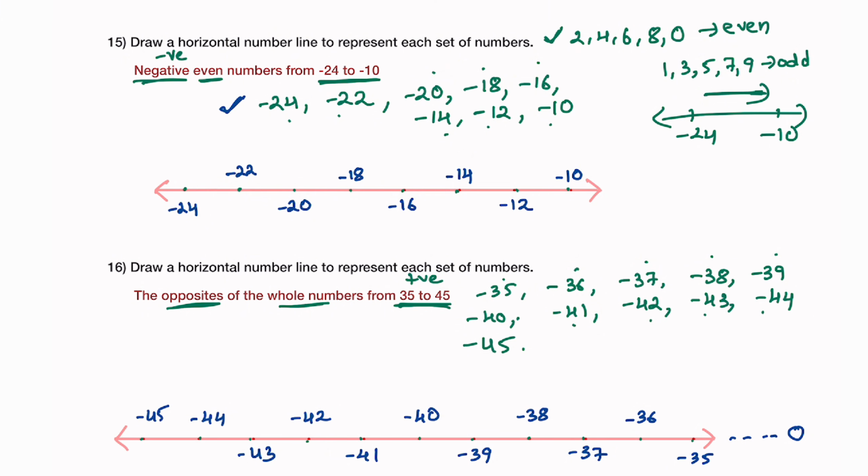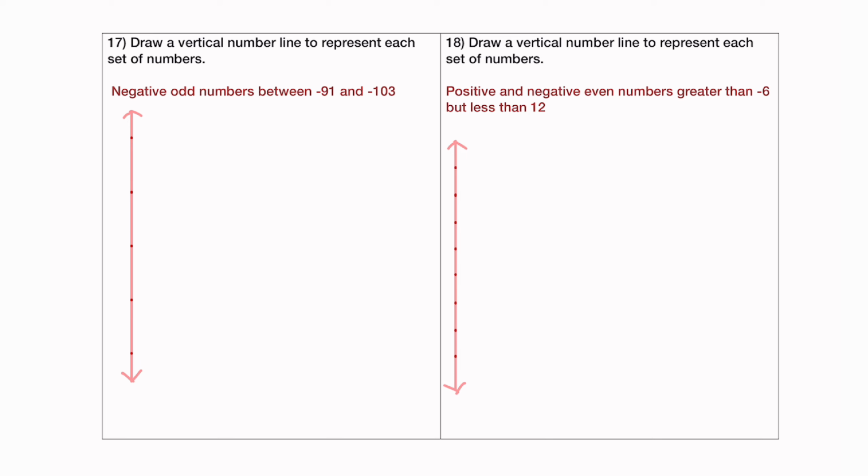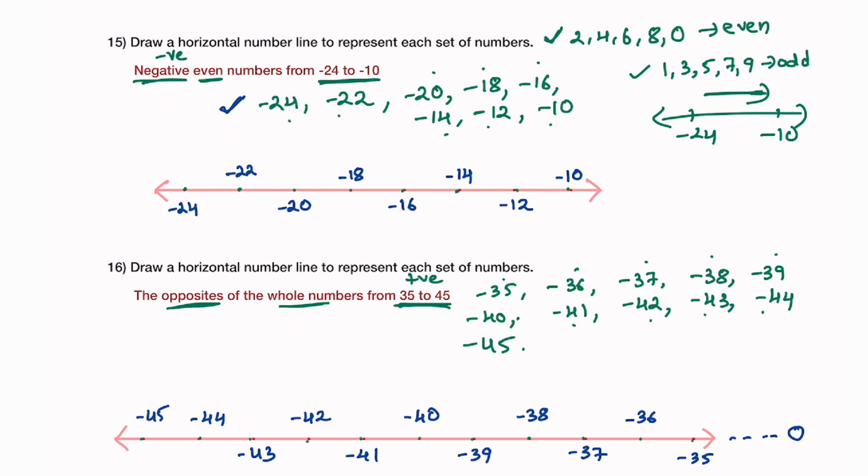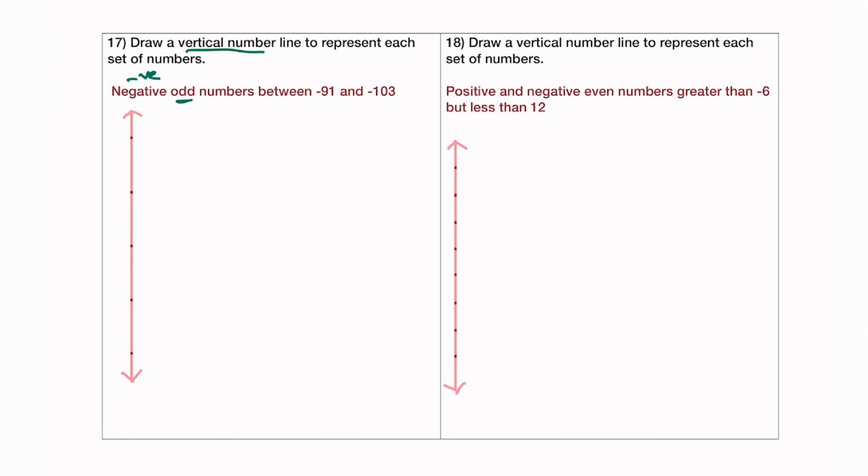So we have done 2 horizontal lines. Now let's go and do some vertical lines. So these are our next set of questions. It's a vertical line, negative odd numbers. So these are negative and they're odd numbers. Now you know odd numbers end with these, right? So negative odd numbers between, meaning what? We will not take these two numbers.